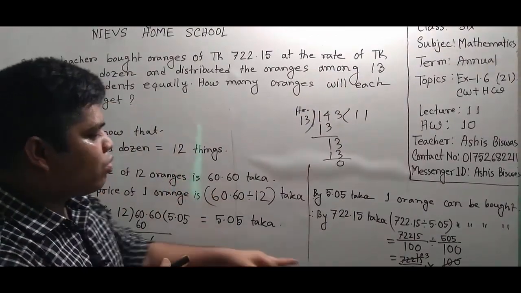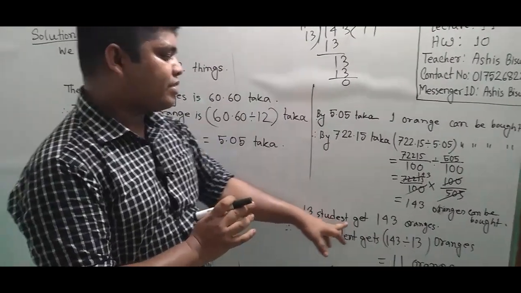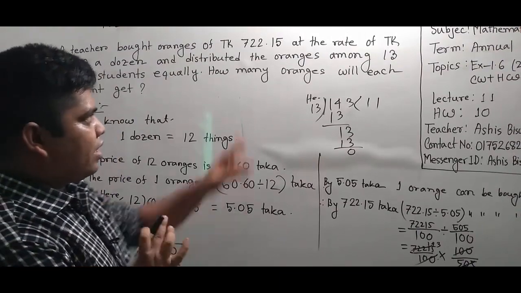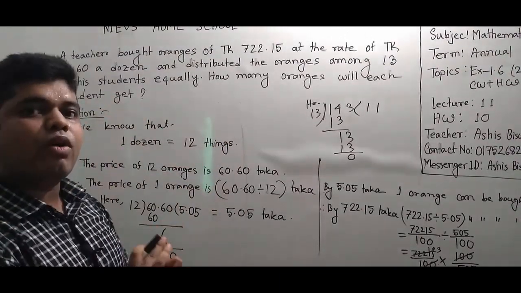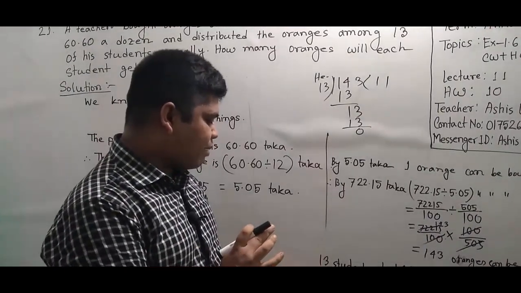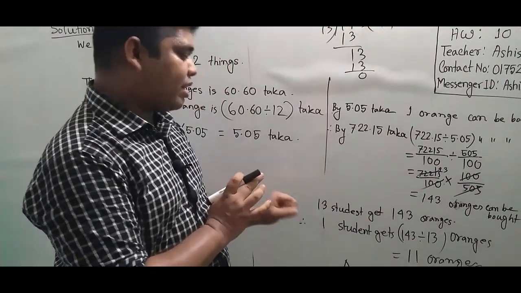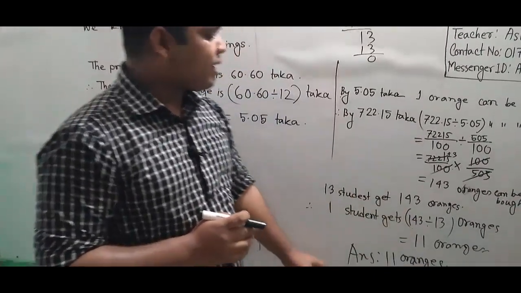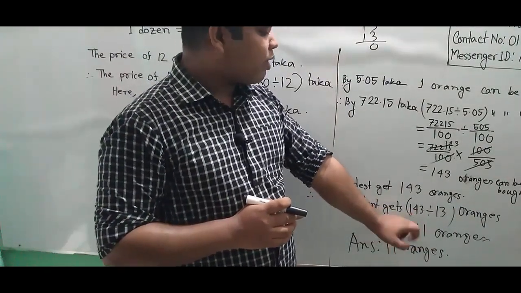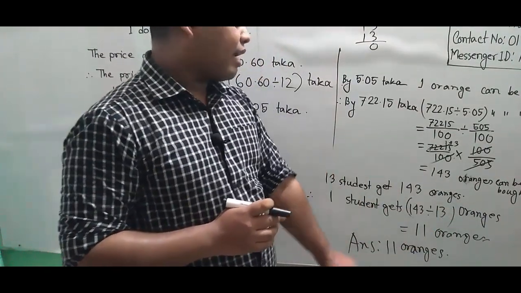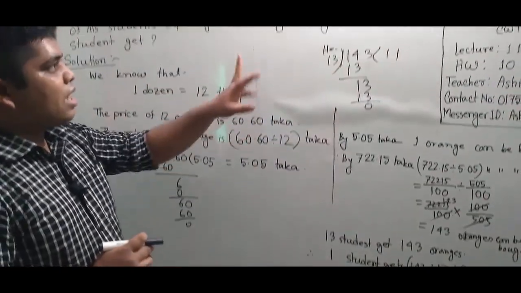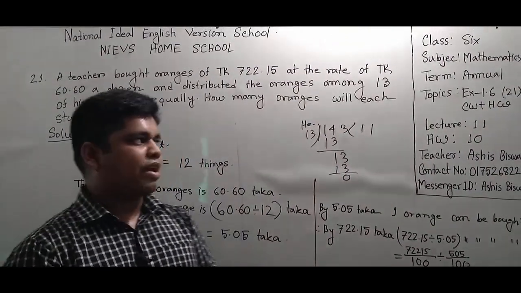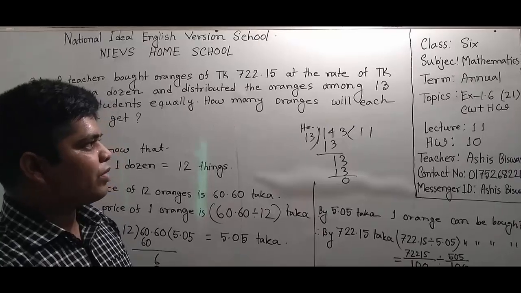That means 13 students get 143 oranges. I write this: 13 students get 143 oranges. After that the question asks us to find how many oranges each student will get. That means 1 student gets. Under this number I write 1 student gets, and 1 is smaller than 13. For this reason division will happen. That means 143 divided by 13. If I divide 143 by 13, we get 11, and 11 is the required answer. That means each student will get 11 oranges. Okay, and this is your SW also, my dear students.